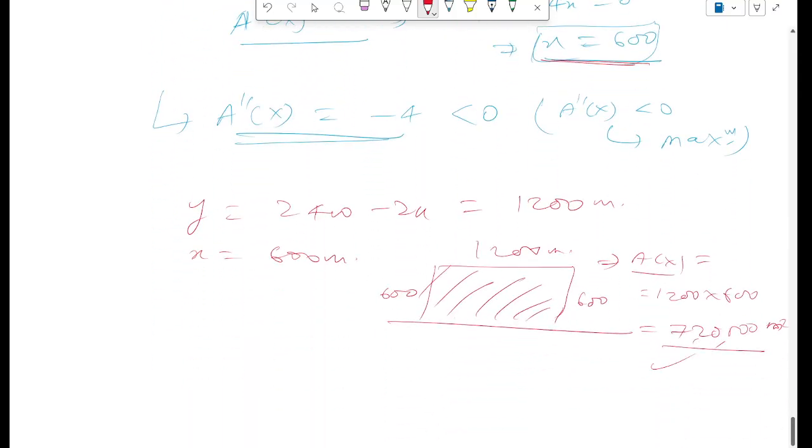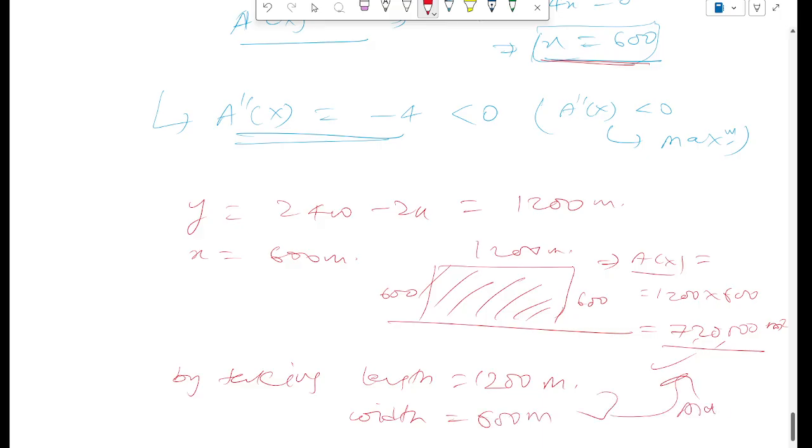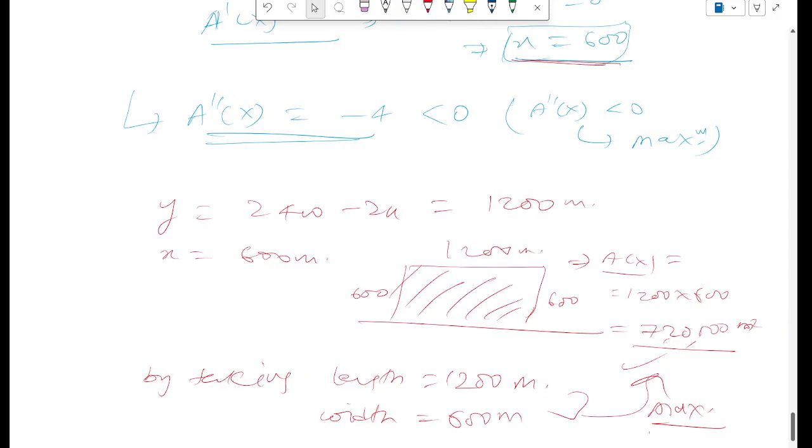So this is our answer. We can say that by taking length 1200 meter and width 600 meter, we are going to get the maximum area, right? So this is a very simple question, but it is very important for understanding the topic. This is how we solve optimization problems.